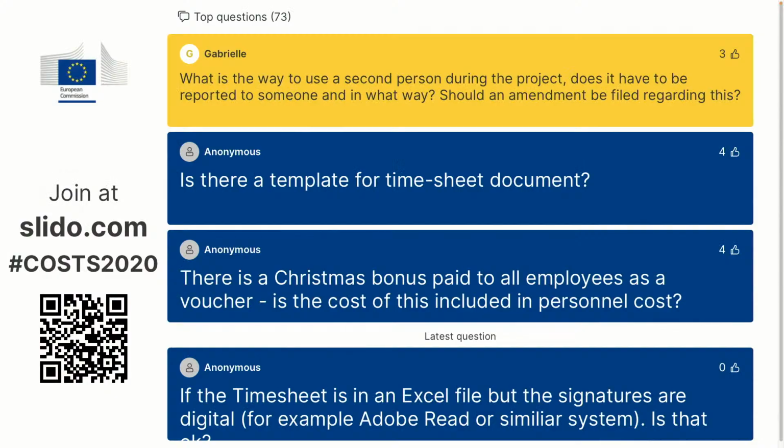Next one, is there a template for the timesheet document? The reply is yes. David, can you tell us exactly again where to find it? And maybe we will even put it also on the event website if it's not already there. There is a hyperlink in the annotated model grant agreement in the explanations of Article 18, if I remember correctly. And then you have a hyperlink to the suggested template.